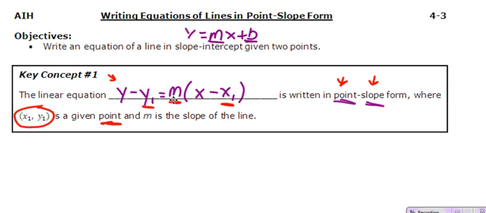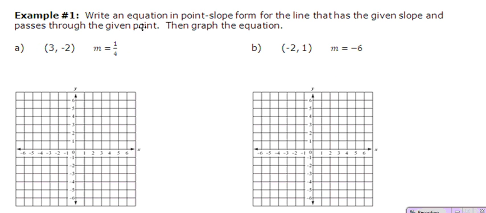So let's look at an example. It says write an equation in point-slope form for the line that has the given slope and passes through the given point, then graph the equation. So literally, it's always y minus y1 equals the slope times x minus x1. So where I left blanks, that's what you're filling in. The 3, -2, that's your ordered pair. That's your x1, y1, and your slope is 1/4.